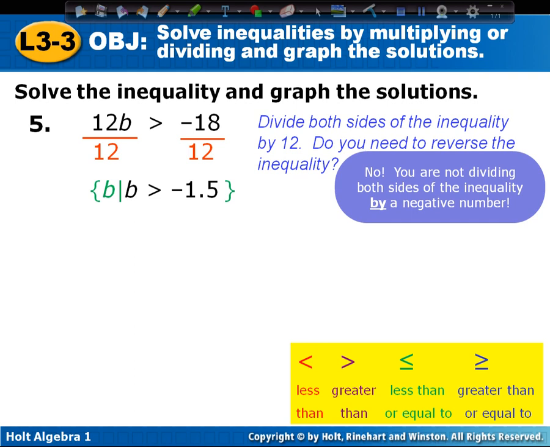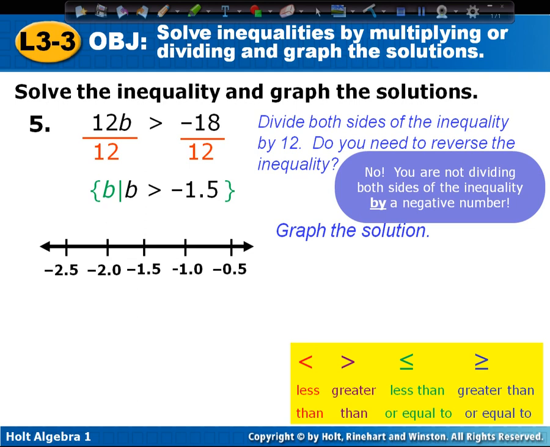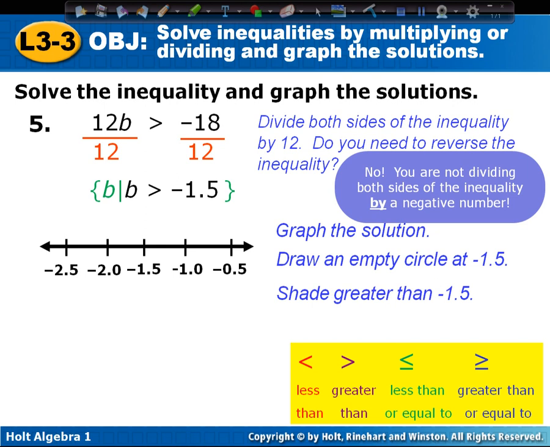I'm going to set it using my braces and my b such that. So I've solved it, set it, now I'm going to graph it. My negative 1.5 is going to be in the middle. I'm going to have 2 numbers less and 2 numbers greater, so negative 2.5, negative 2.0, negative 1.5, negative 1, and negative 0.5. I'm going to have an open circle around my negative 1.5, and I'm going to shade to the right because we're talking about numbers that are greater than negative 1.5, and also because the arrow is pointing to the right.